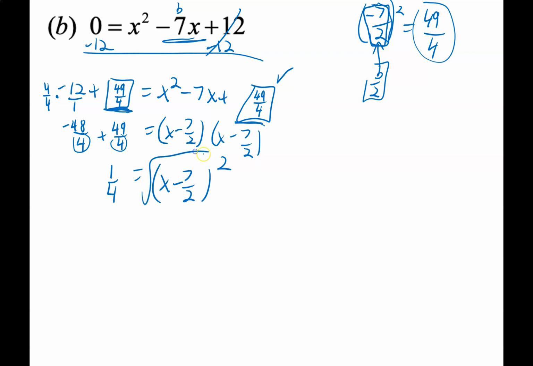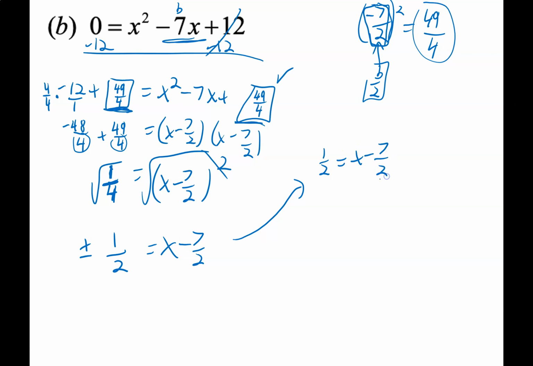Then I square root, so I get x minus 7/2 is the plus or minus square root of 1/4. Well, square root of 1 is 1. Square root of the 4 is 2. So the positive or negative square root of 1/4 is plus minus half. And then we just finish it up. That means that either a positive 1/2 is x minus 7/2, or, remember, plus or minus, maybe it's negative half.